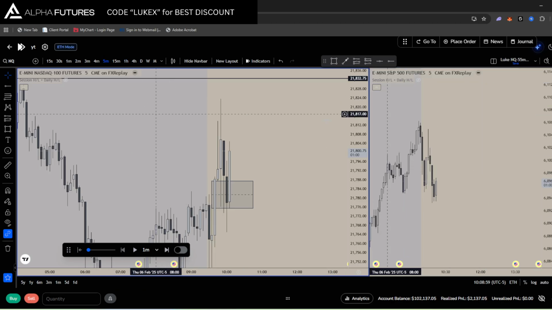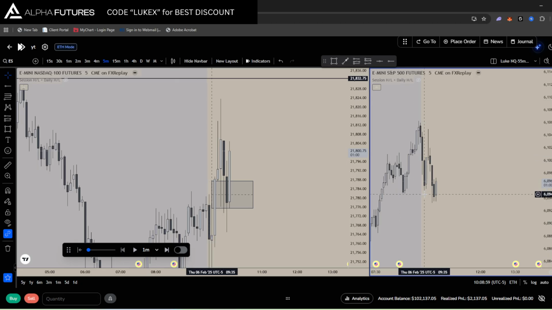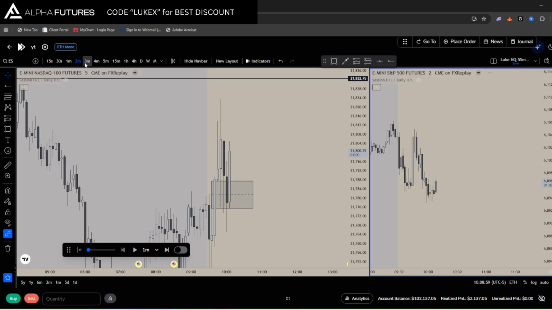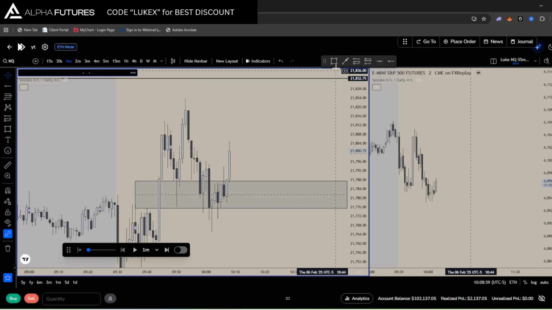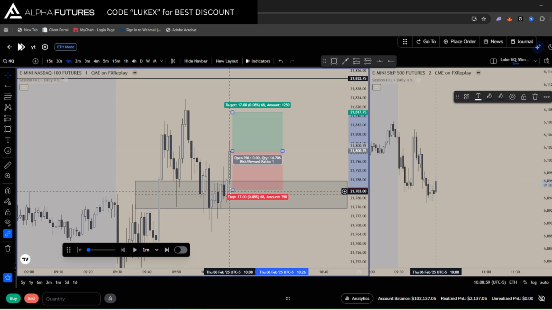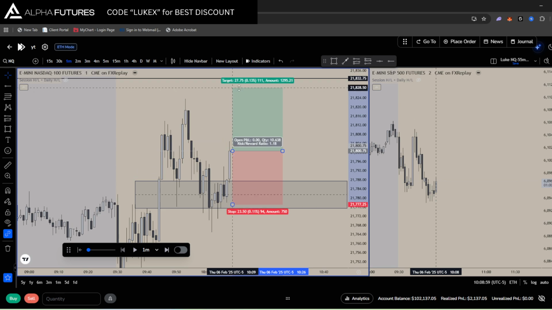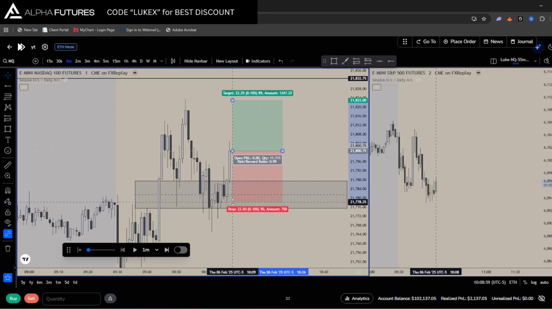Did we get an SMT? Hold on. We swept. Yeah. SMT. 3-minute, 2-minute. Nice displacing candle. This isn't the greatest trade, but I'm going to try it out, just to this internal high right here. You get about a 1-to-1.